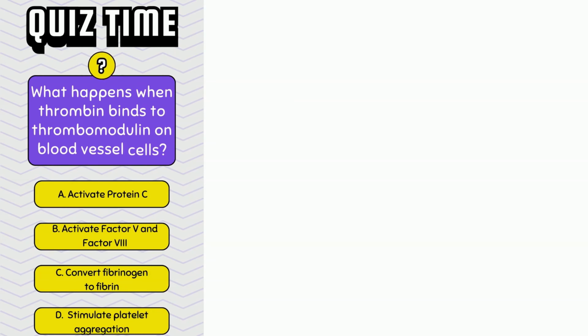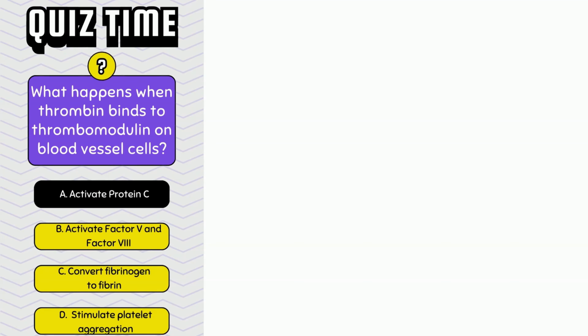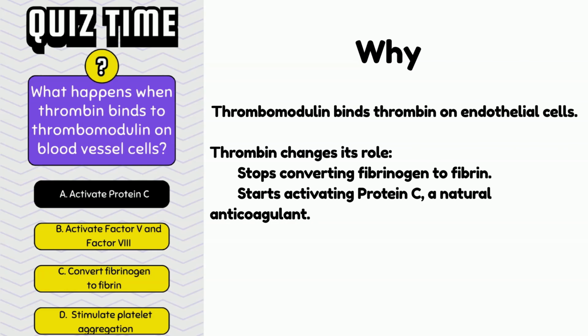What happens when thrombin binds to thrombomodulin on blood vessel cells? The answer is A. When thrombin binds to thrombomodulin on the surface of endothelial cells, it undergoes a change in activity. Normally, thrombin's primary role is to convert fibrinogen to fibrin and activate certain clotting factors such as factor V and factor VIII to promote clotting. However, when thrombin binds to thrombomodulin, it becomes active to perform a different function, activating protein C.